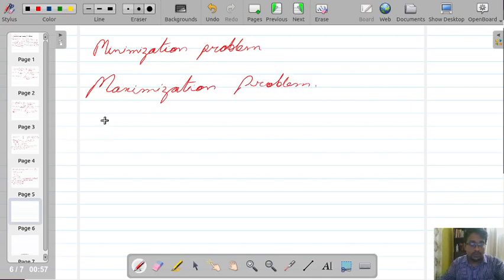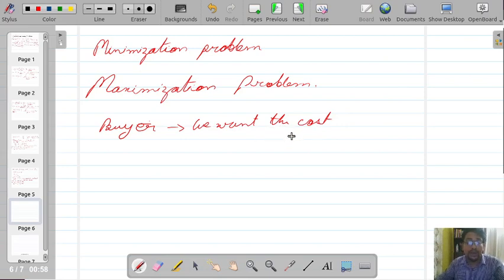Okay, so suppose if we want to buy anything, what we do as a buyer, from the perspective of the buyer, what we want is the cost to be minimum, right? We want to buy as many products as possible with minimum cost. That is the normal requirement as a buyer.